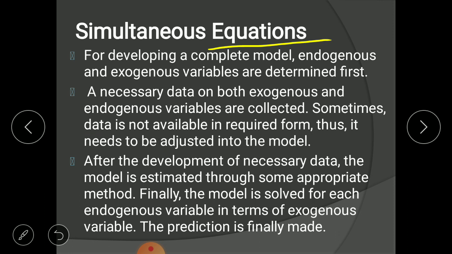For developing a complete model, endogenous and exogenous variables are determined first. Now, these are two new words, endogenous variables and exogenous variables. What are endogenous variables? All those variables which are internally available, which are available within the four walls of the organization, are known as endogenous variables. And what are exogenous variables? Those variables which exist outside the organization are known as exogenous variables.